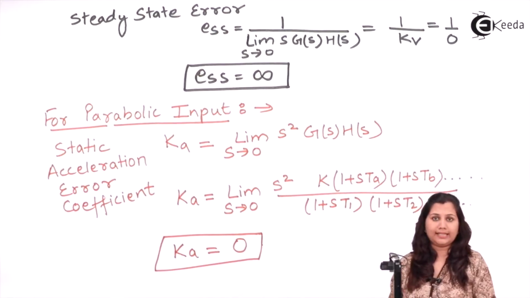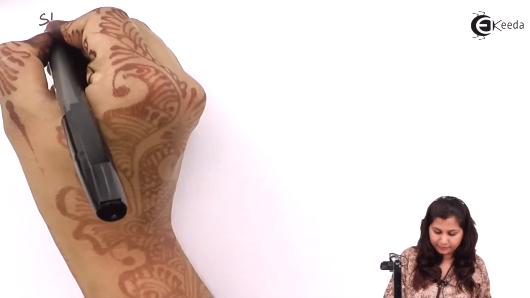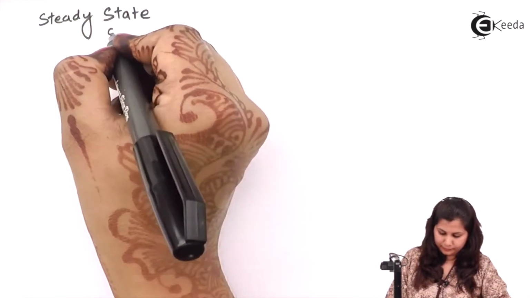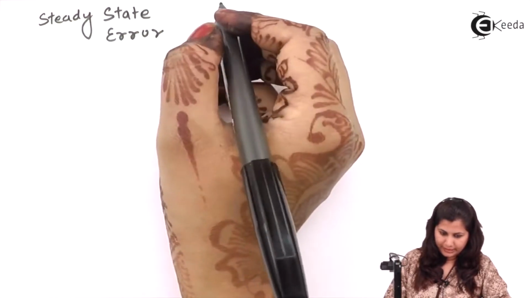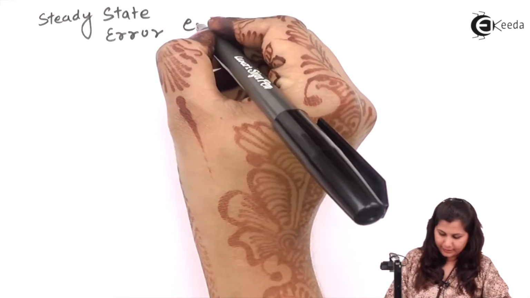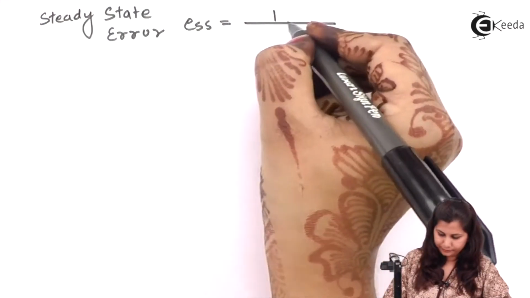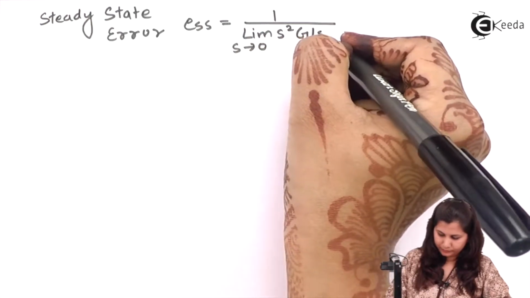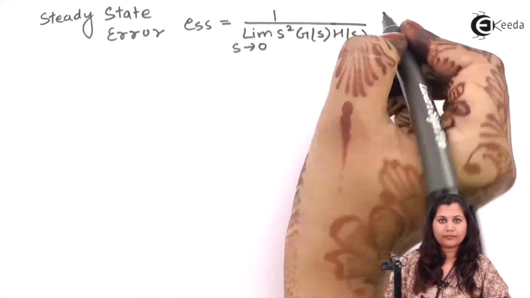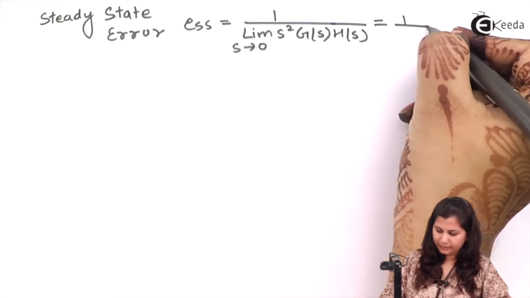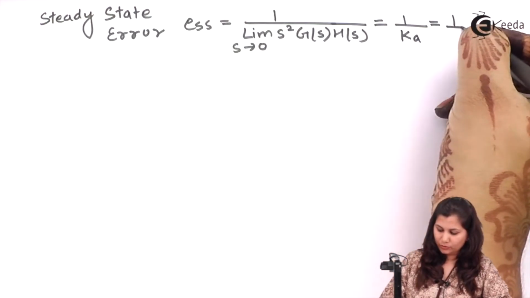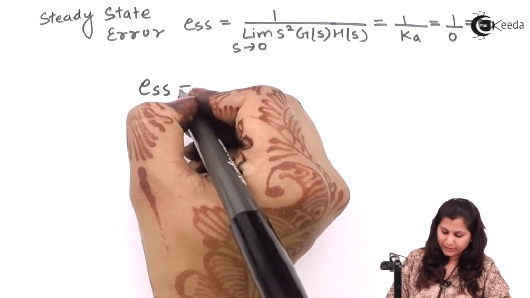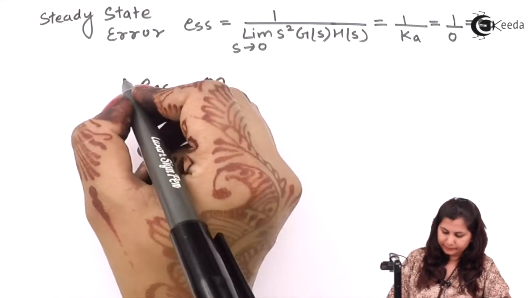Now calculate the steady state error again. So steady state error will be ESS equals to 1 upon Ka. Here Ka is 0, so it will be equal to infinity. So for parabolic input also the steady state error is infinity.